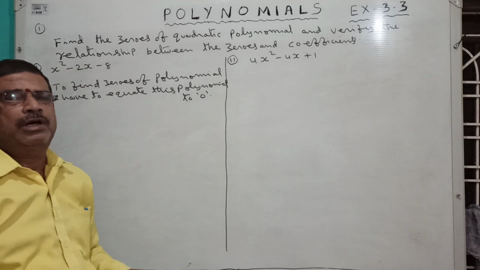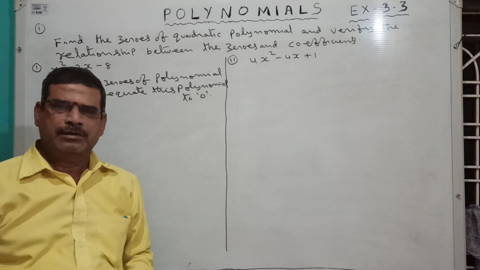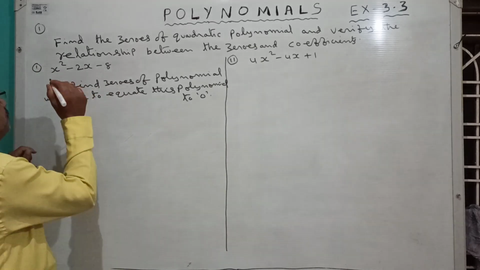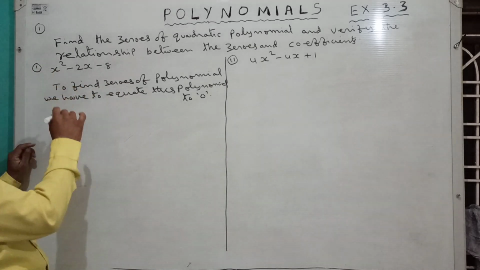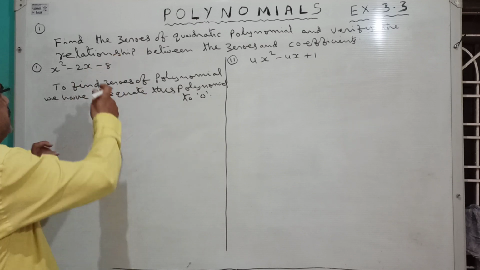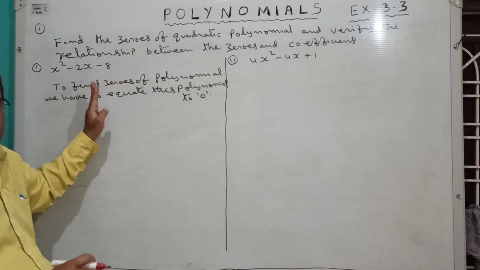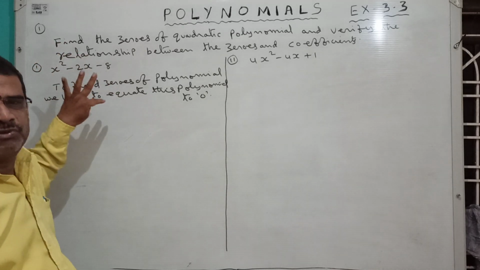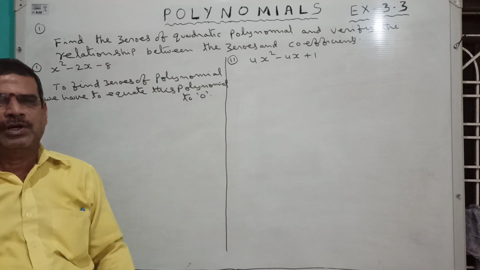So what is the meaning of zero of the polynomial? The zero of the polynomial is this: by substituting a value of x, say 1 or 2 or 3, whatever the number may be, this entire polynomial will become 0. Then that substitution value is called a zero of the polynomial.